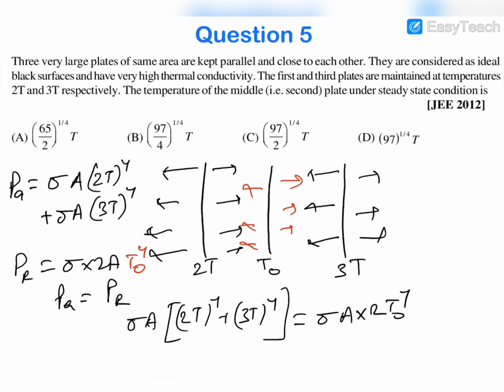to the power 4. So cancelling this, this is 16, and this is 81, and this is 97 by 2. So answer would be 97 by 2 to the power 1 by 4 T. C option is the correct answer. Now we move on to the next question.